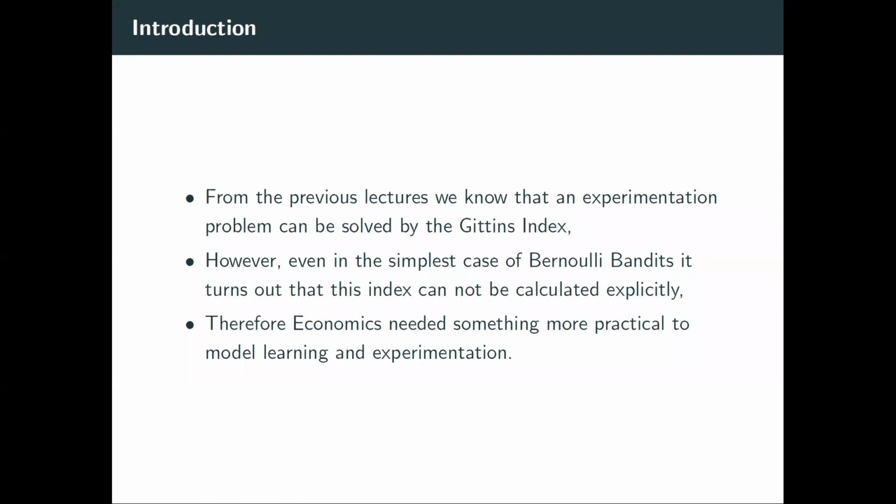The problem of this solution was that even for Bernoulli bandits, you couldn't calculate the Gittins index in closed form. And even with an alternative way of solving it with the value function, you couldn't do closed form calculations. So from the mathematical viewpoint, you kind of solve the problem, but from the economic viewpoint, you do not have enough tractability of the problem.